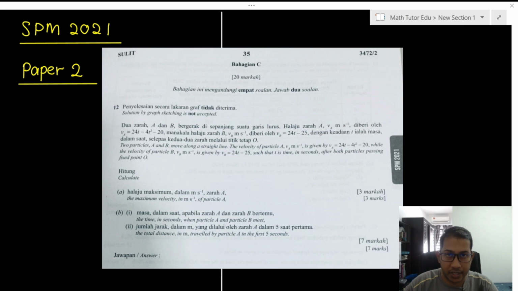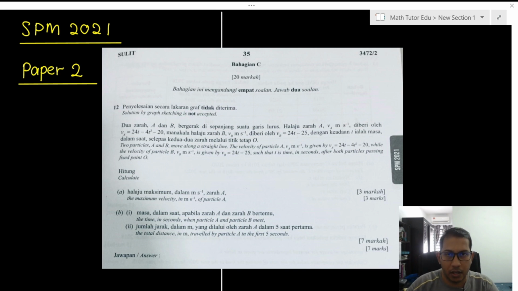Okay, let me read the question now. Solution by graph sketching is not accepted. Two particles A and B move along a straight line. The velocity of particle A, VA meter per second, is given by VA equals 24t minus 4t square minus 20, while the velocity of particle B, VB meter per second, is given by VB equals 24t minus 25, such that t is time in seconds after both particles pass fixed point O.